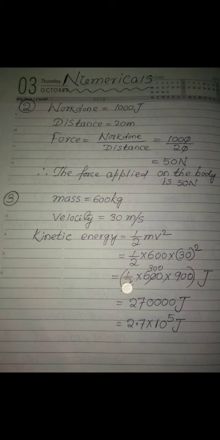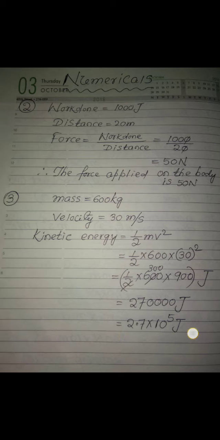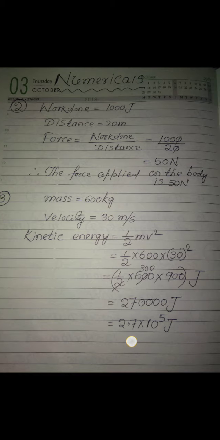300 into 900, 27 with 4 zeros, I mean 270,000 joule, or you can write 2.7 into 10 to the power 5 joule, because the decimal point comes after 5 digits. So you can say 2.7 into 10 to the power 5 joule.